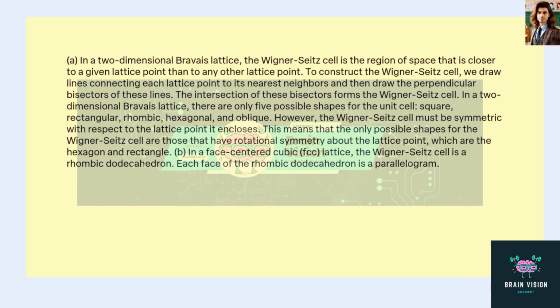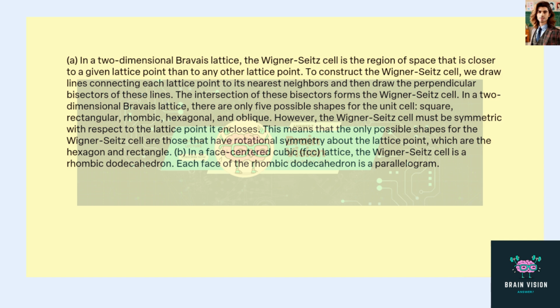In a 2-dimensional Bravais lattice, there are only 5 possible shapes for the unit cell: square, rectangular, rhombic, hexagonal, and oblique. However, the Wigner Seitz cell must be symmetric with respect to the lattice point it encloses. This means that the only possible shapes for the Wigner Seitz cell are those that have rotational symmetry about the lattice point, which are the hexagon and rectangle.